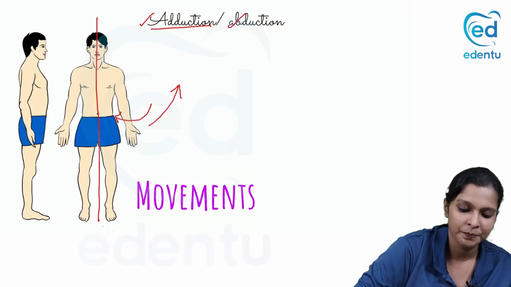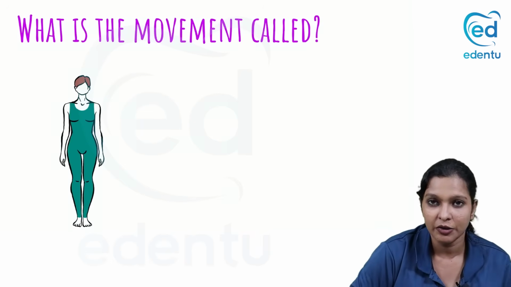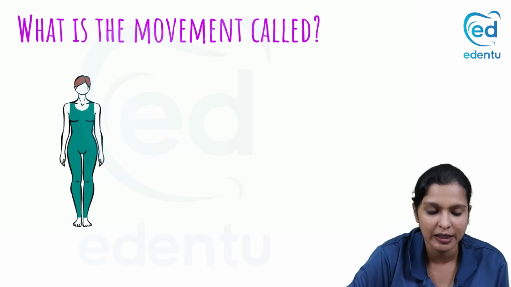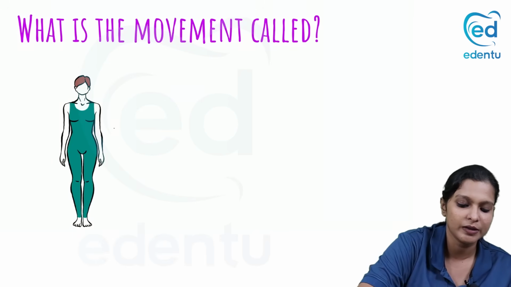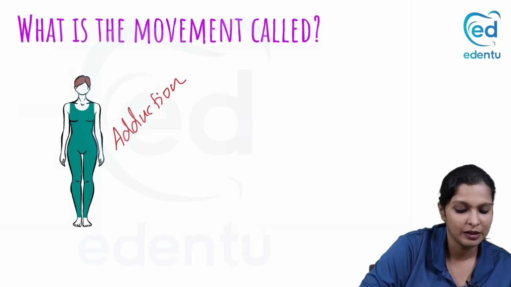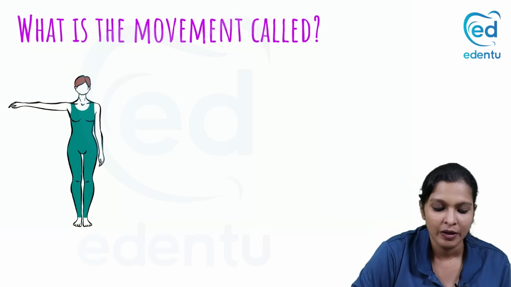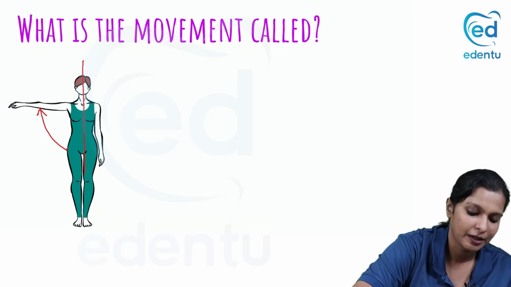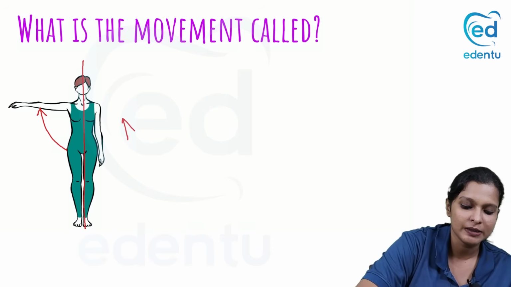So here you can see both the upper limbs are by the side of the body, that is, close to the midline. So this is called adduction. Whereas in the next image, the upper limb has moved outward. It is going away from the midline. So this is called abduction.